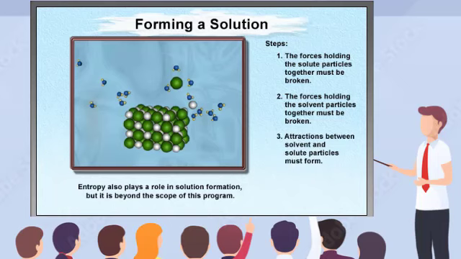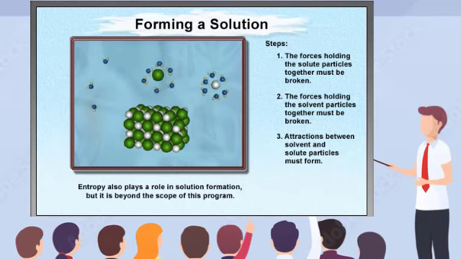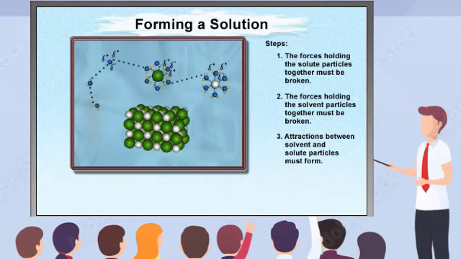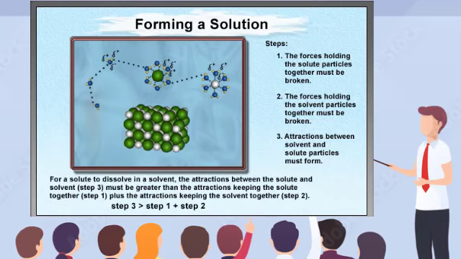In contrast to the first 2 processes, in which attractions are broken, attractions form between solvent and solute particles in the 3rd process. For a solute to dissolve in a particular solvent, the attractions between the solute and solvent must be greater than the attractions keeping the solute together and the attractions keeping the solvent together.